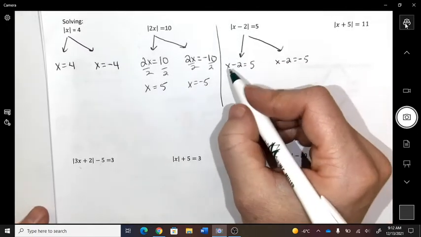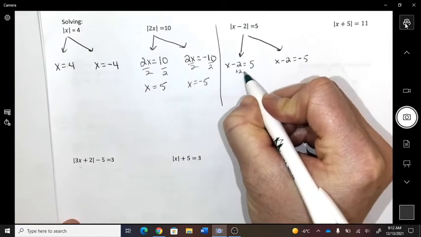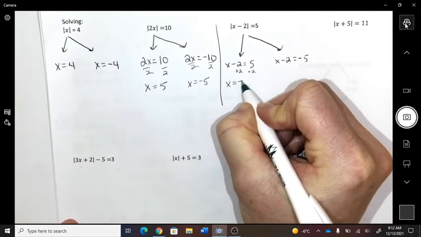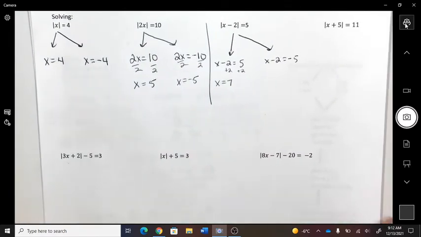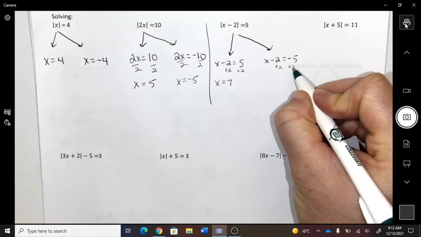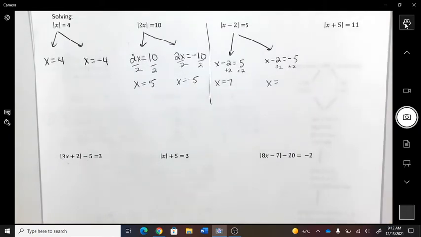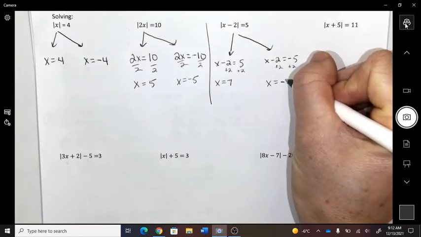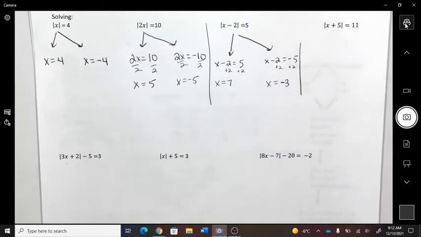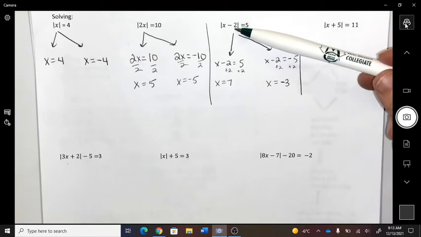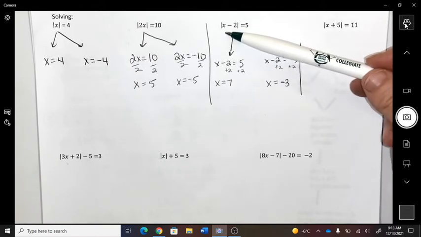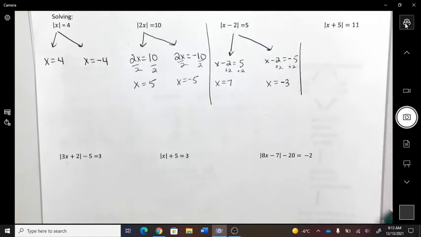Okay, number 1 here, I'm going to add 2. So x could have been a 7. I'm going to add 2. Be careful there. What could x be on that one? Negative 3. So those are my 2 options. If x was negative 3, subtract 2 is negative 5. The absolute value of negative 5 is 5. See how that works out?